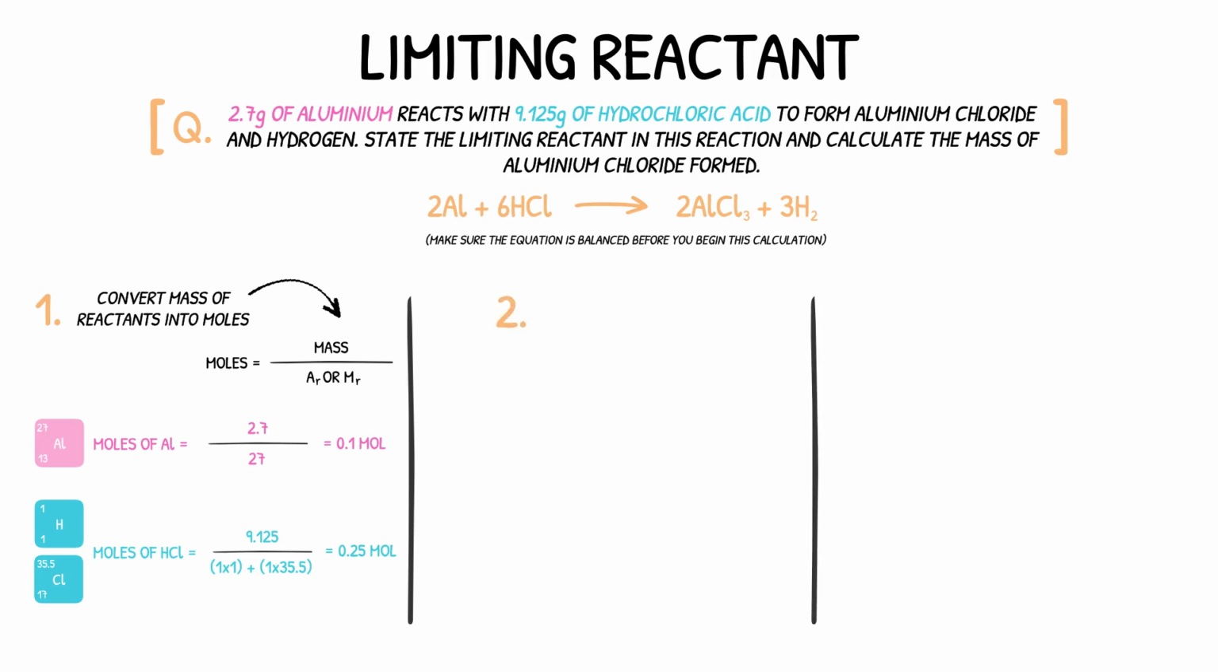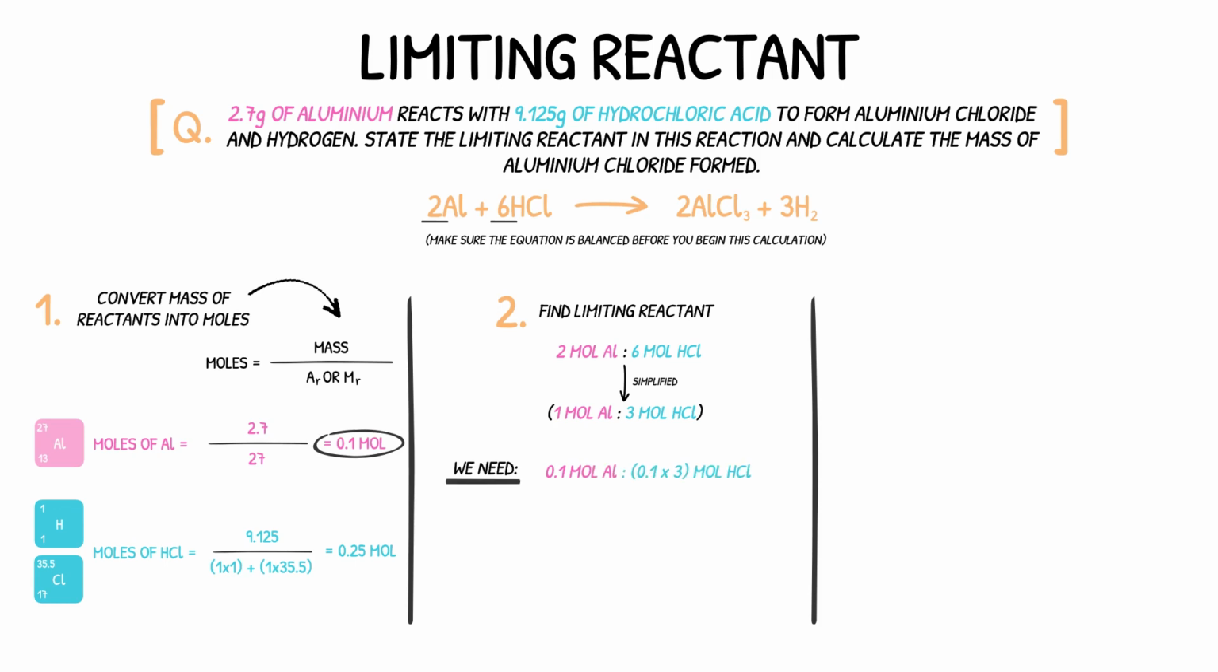Next, we must use this information to determine the limiting reactant. The balanced equation tells us that 2 mole of aluminium reacts with 6 mole of hydrochloric acid. We can simplify this ratio to 1 mole of aluminium reacting with 3 mole of hydrochloric acid. This ratio indicates that for every 0.1 mole of aluminium, we need 0.1 times 3 mole of hydrochloric acid, which is equal to 0.3 mole. In step 1, we calculated that we only have 0.25 mole of hydrochloric acid. Therefore, hydrochloric acid is the limiting reactant.